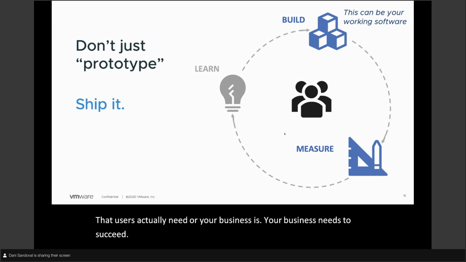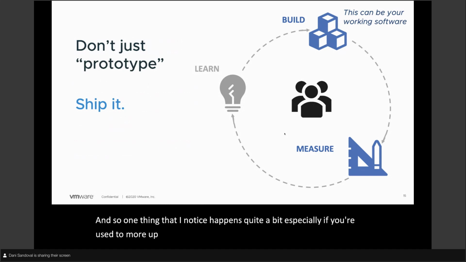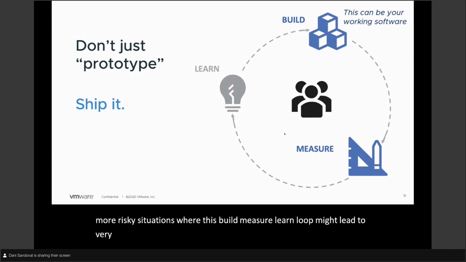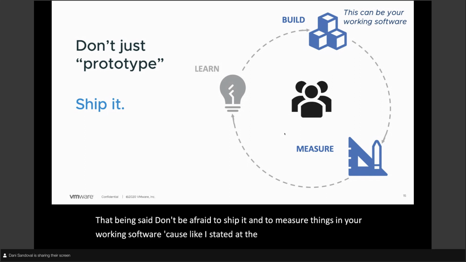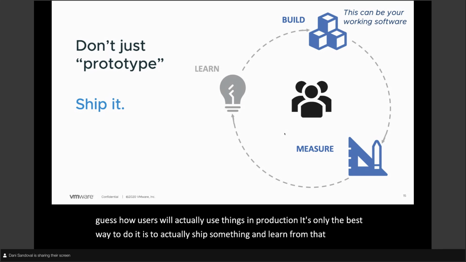And so one thing that I notice happens quite a bit, especially if you're used to more upfront design, is actually using prototypes to try to have this same cycle. And that can be valuable, most definitely, especially in more risky situations where this build, measure, learn loop might lead to a very scary situation. That being said, don't be afraid to just ship it and to measure things in your working software. Because like I stated at the beginning, it's really hard to guess how users will actually use things in production. The best way to do it is to actually ship something and learn from that, as opposed to spending all of your time in prototype land.